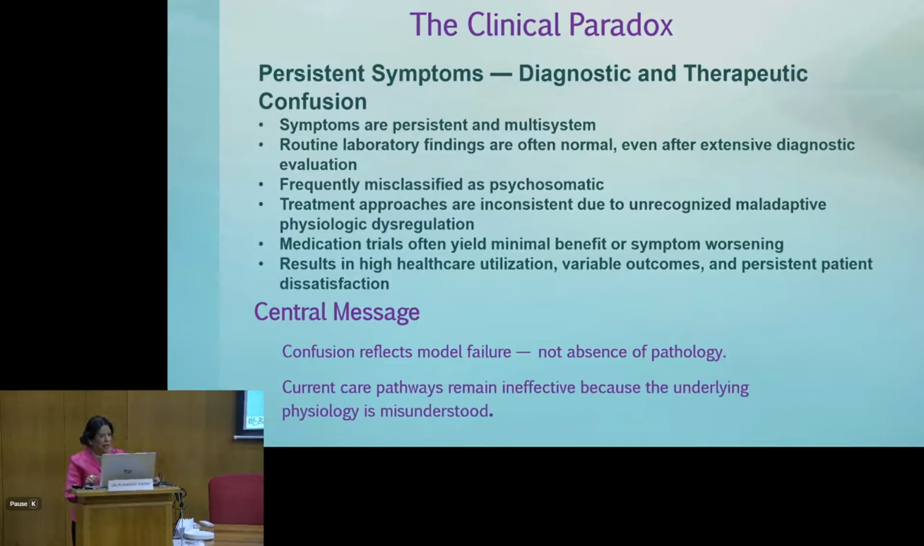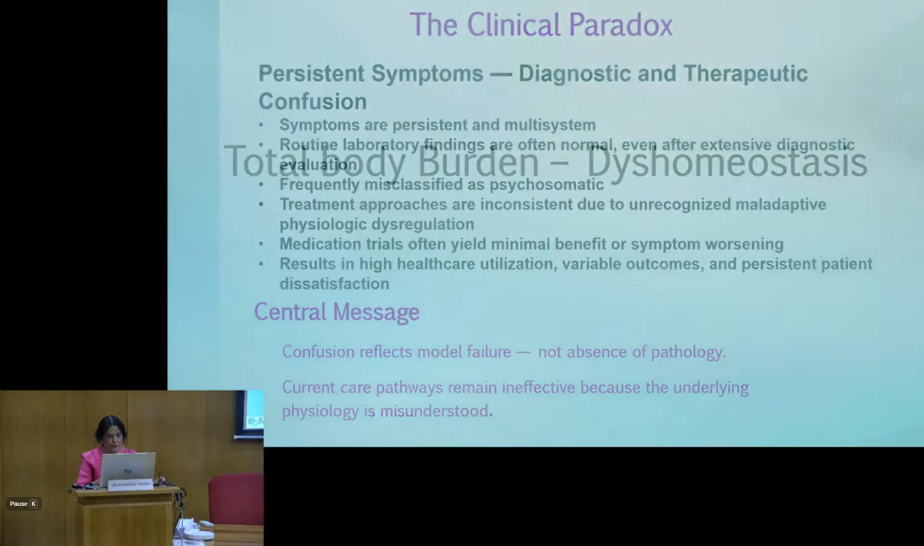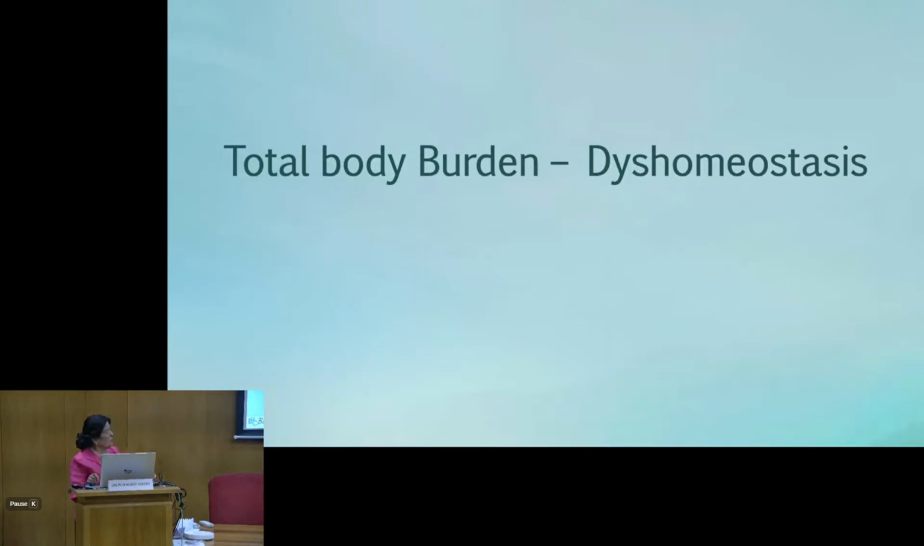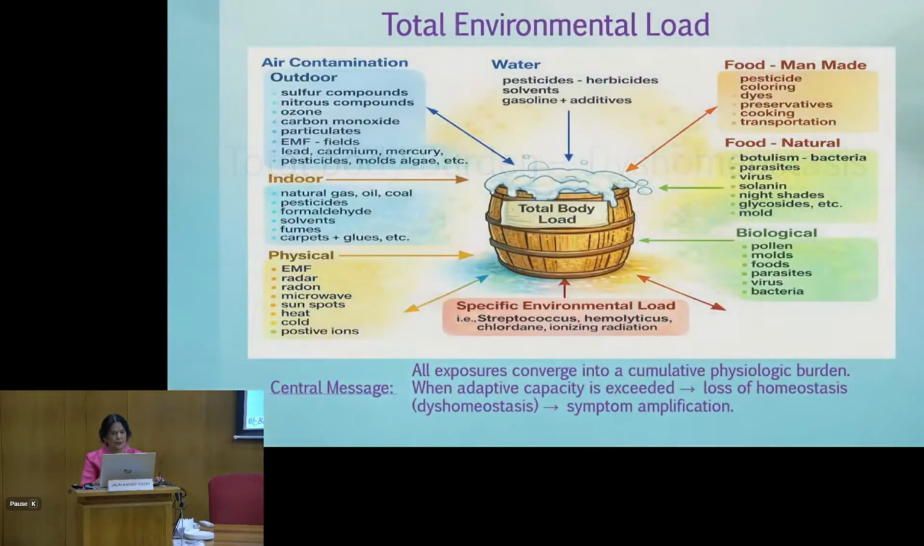And thus, healthcare dollars are utilized in the wrong direction. Patients continue to have complaints, the sick one is getting sicker, and confusion exists. So, in summary, current care pathways remain ineffective because the underlying physiology is misunderstood. So now let's look at the total body burden and how the body moves from homeostasis to dyshomeostasis. As you see here, this is the barrel.